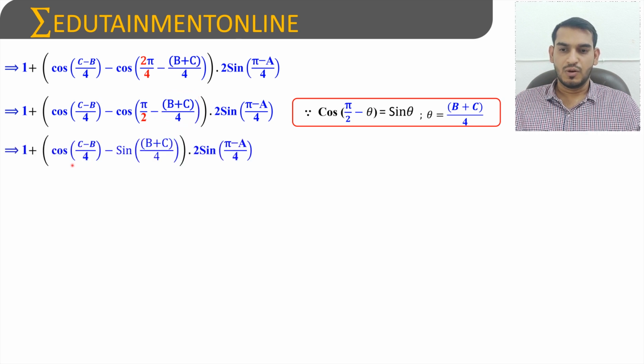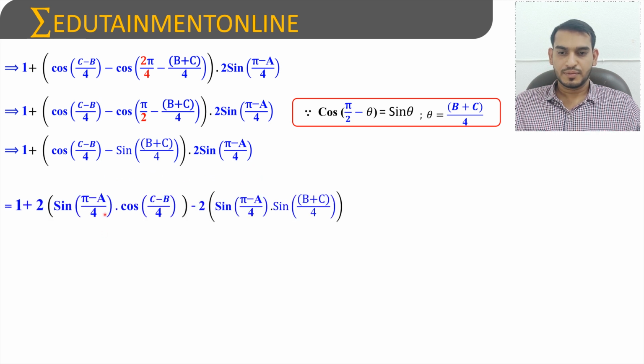Now this is in the form of cos C − cos D. Or we can even multiply here with sin. We can resolve by multiplying also. 2 sin((π − A)/4) into cos((C − B)/4) minus 2 sin((B + C)/4) into 2 sin((π − A)/4). So multiplying this here.